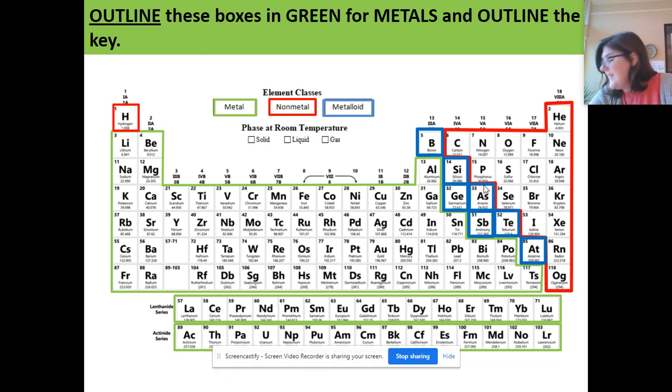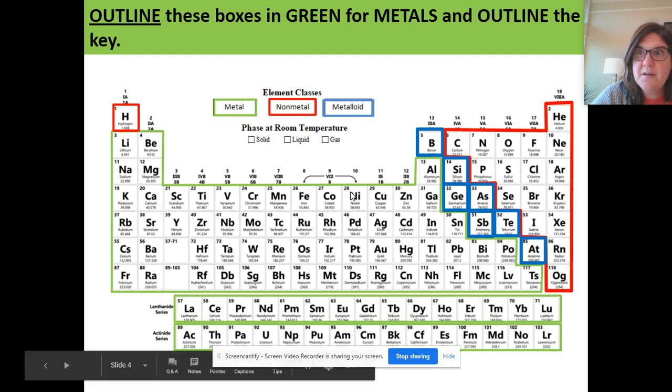So that's it. That's all we have for this one. Metals, nonmetals, metalloids, and where are they? So staircase. Metalloids, right of the staircase. Nonmetals, left of the staircase. Metals.